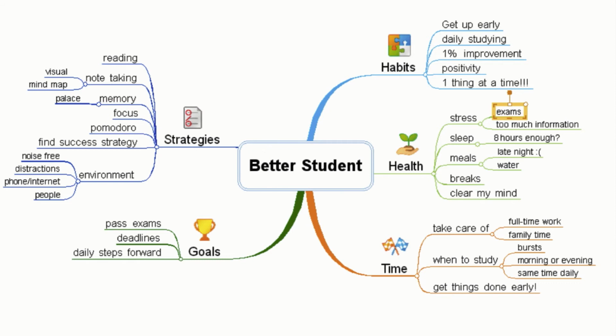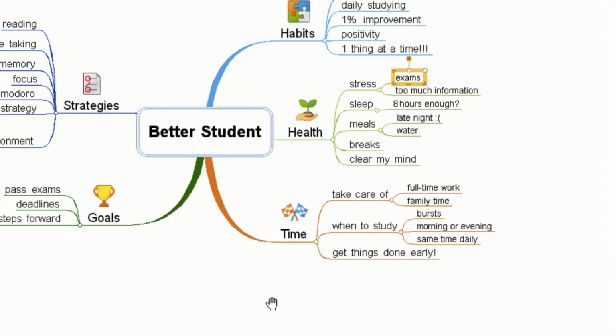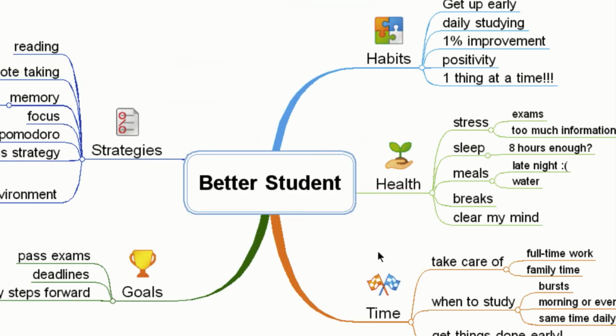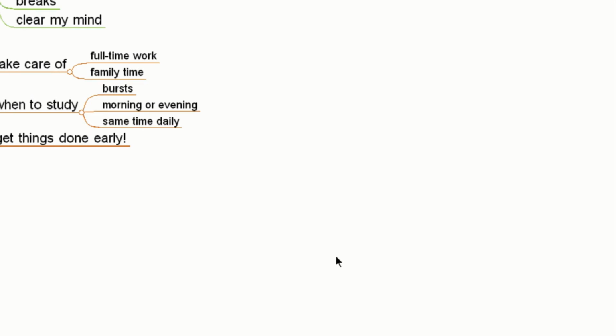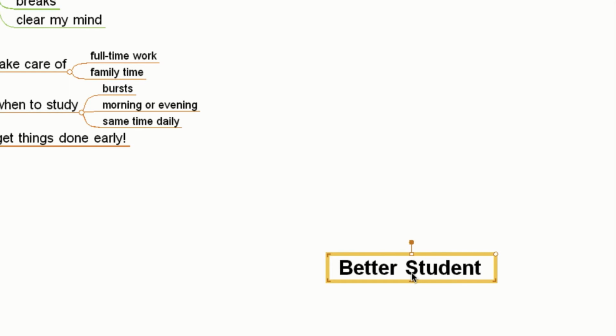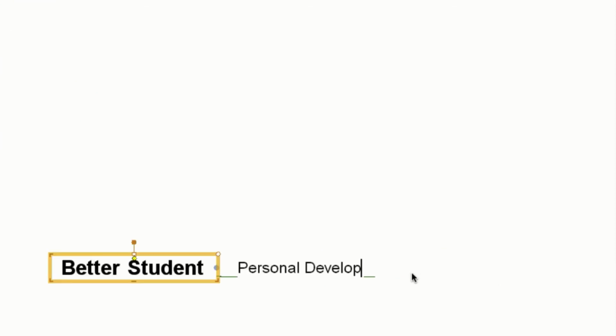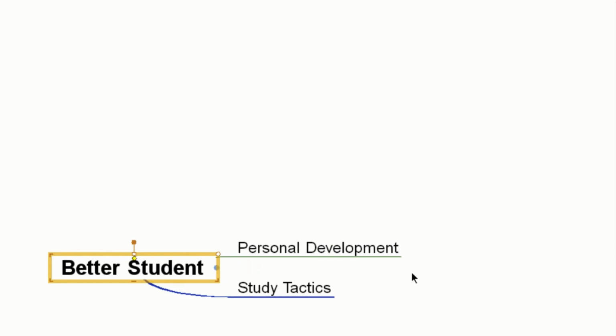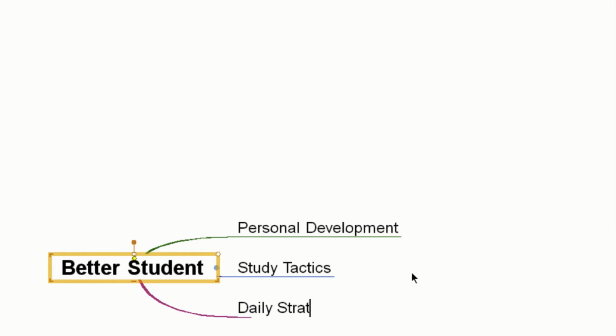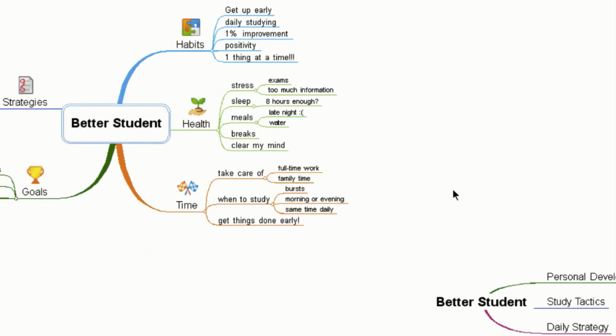So when I reorganize the map, it could be something like this. I move this map a little bit to the side. I start a new map here, which we call, of course, Better Student. And what I'll do right now is I'll make sure that I use these 3 things that I want to work on. So personal development, study tactics, and my daily strategy. These are three things that I want to work on becoming a better student.